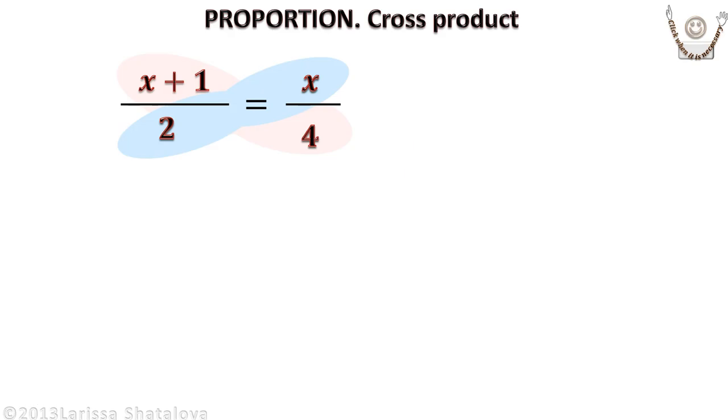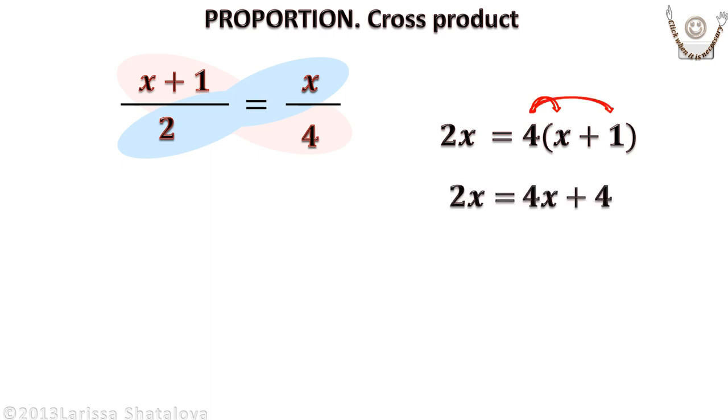If an equation is in the form of a proportion, we can use cross product in order to solve even more complicated equations like this one. So we will have 2 times x, 2x, and then 4 times (x plus 1). But if the numerator or denominator has more than one term, please use parentheses, otherwise you will make a mistake. Now, in order to solve this equation, we need to use the distributive property in order to remove parentheses. So it will be 4 times x, positive 4x. Positive 4 times positive 1 would be positive 4.